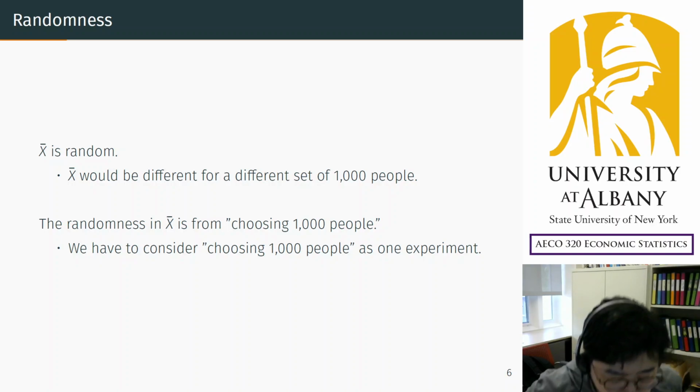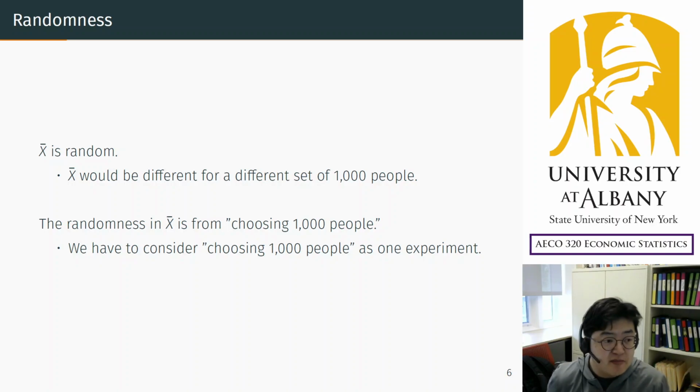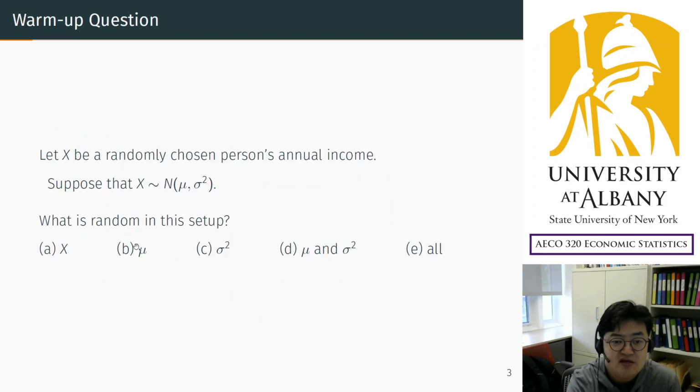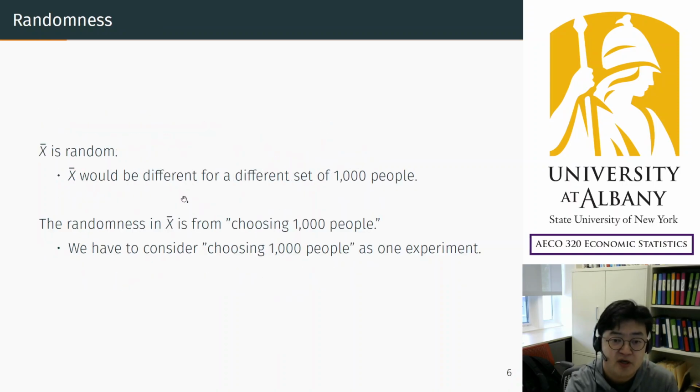The main reason why you may think it is not random is because X bar is the average. Average is the mean, and this is also a mean, and I said the mean is not random. Here the mean is not random, but here this average is random. Why are they different? It is true that it is also a kind of mean, but their names just happen to be the same.